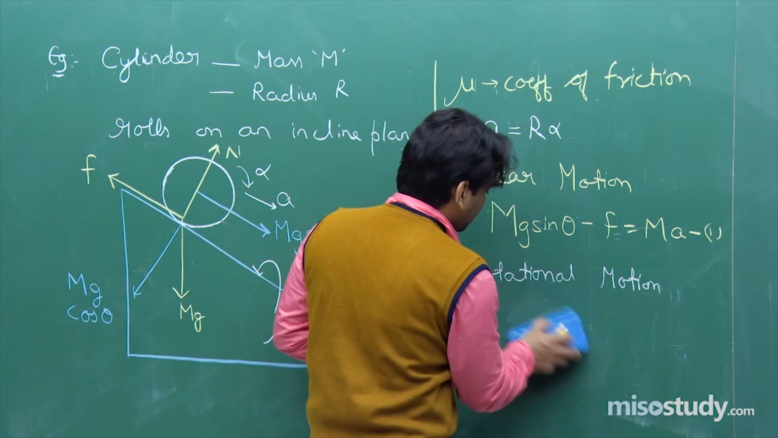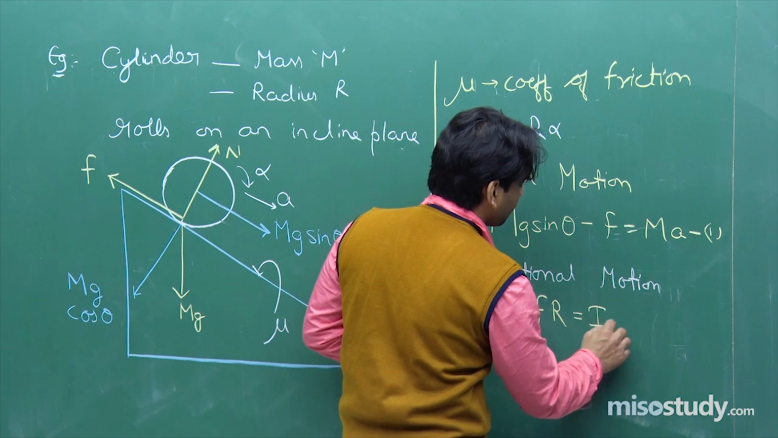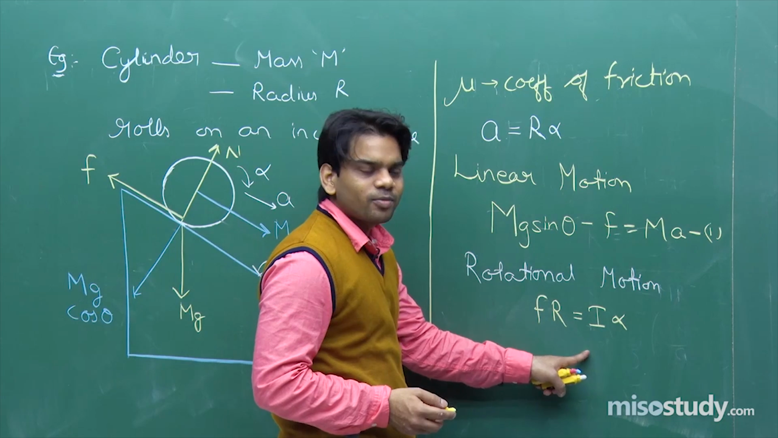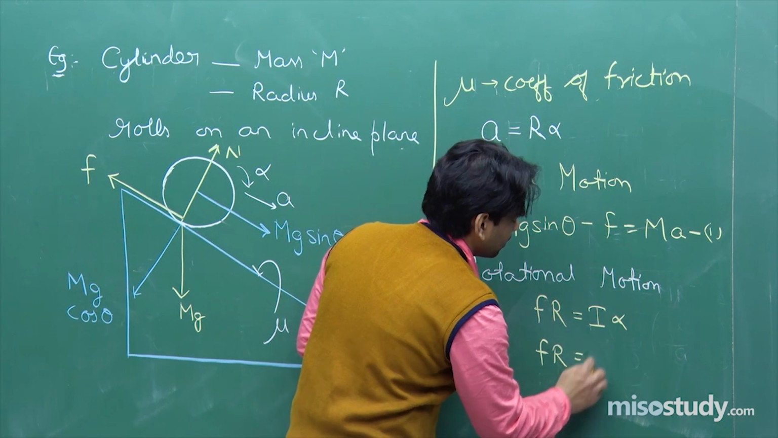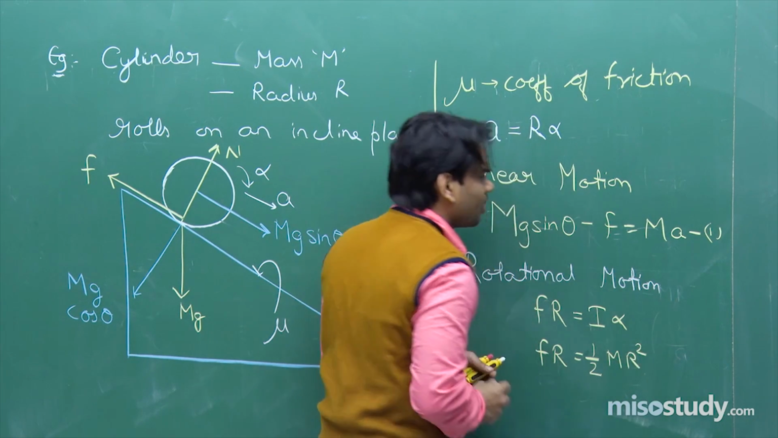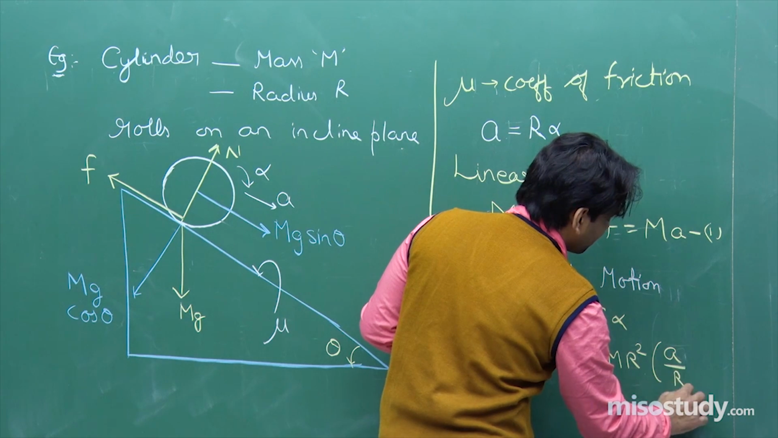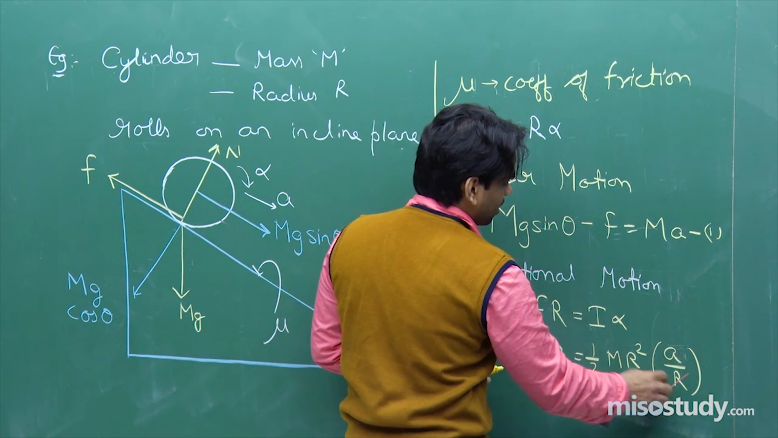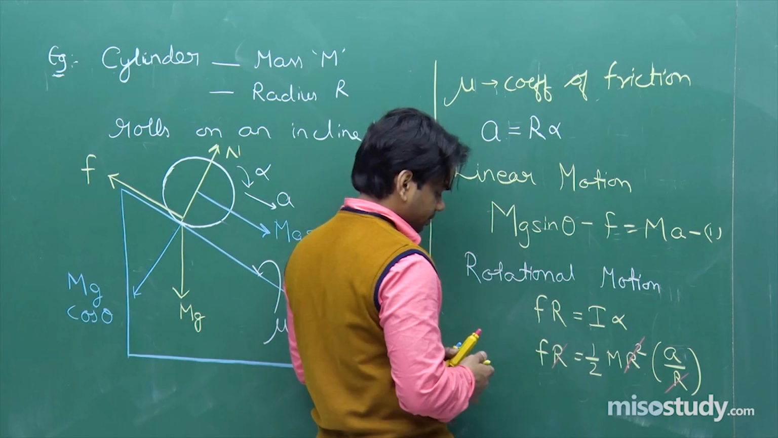That will come out to be I into alpha, first thing. Now I will be half MR square. Let's put that: f into R is equal to half capital M R square. Alpha value is nothing but a by R, so let me put here a by R. Here you see R will be cancelled out. We will be left with small f is equal to half ma.